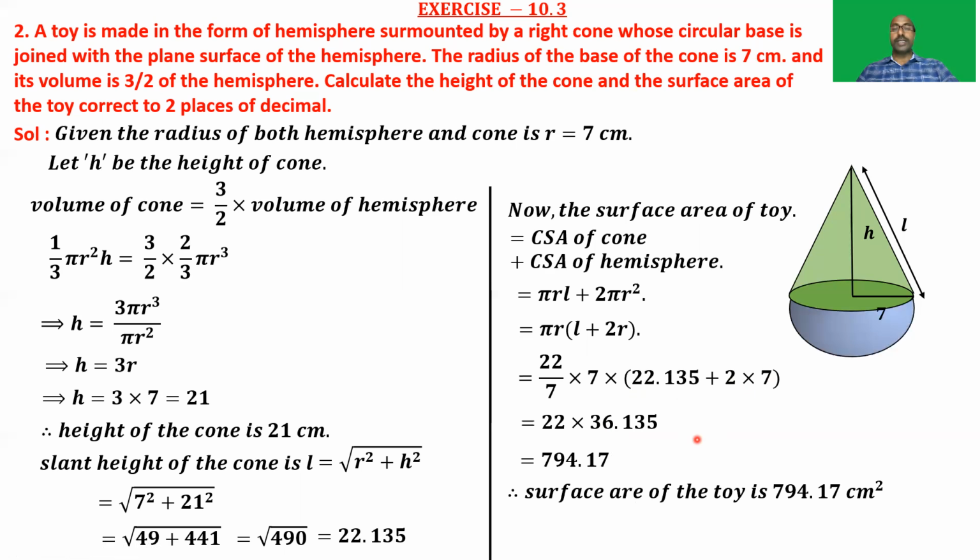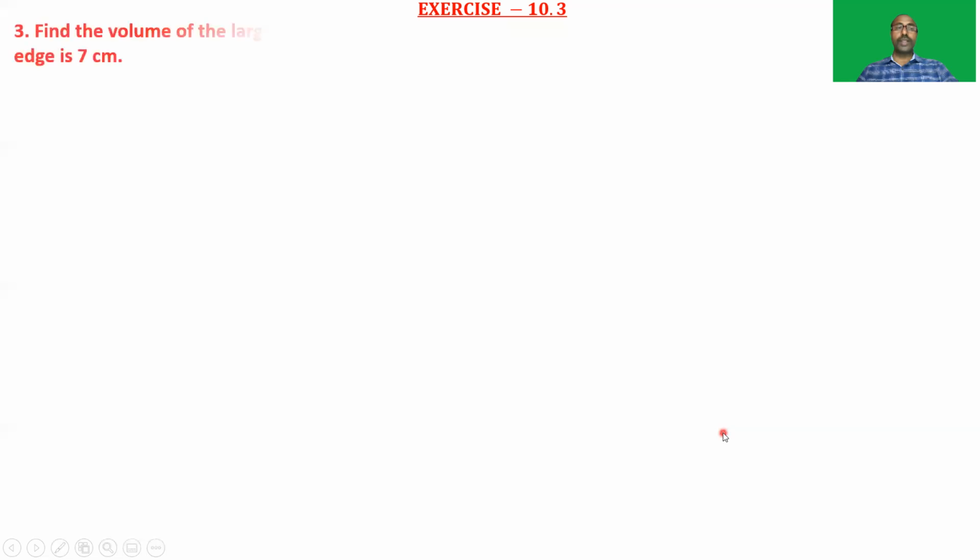Okay, students. Now let's take the third one. Find the volume of the largest right circular cone that can be cut out of a cube whose edge is 7 centimeter. So we have to find the volume of the cone which can be carved out from a cube whose edge is 7 centimeter.